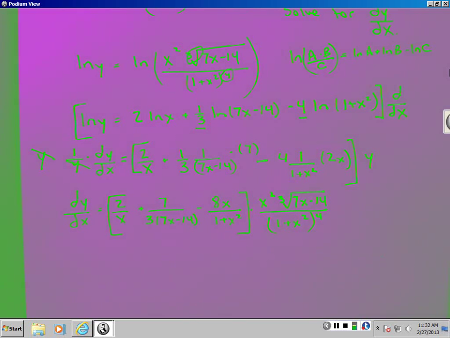Logarithmic differentiation is a technique you will use later on. In Chapter 3.6, we're going to learn L'Hopital's rule, which has to do with evaluating limits. And one technique, when it's indeterminate, like 1 to the infinity power or 0 to the 0 power, you can use logarithmic differentiation to simplify that.